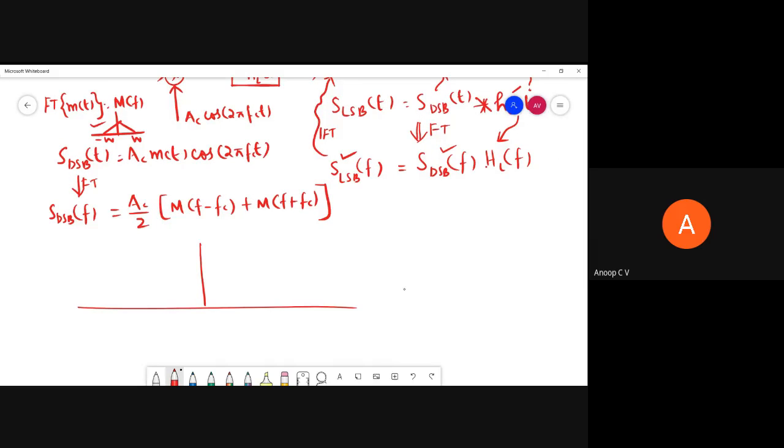So M of f minus fc will be what? This is M of f shifted right by an amount fc. Even after we discussed these aspects in the first session, some students are still having doubts. How do I know this M of f minus fc is shifting right? How do I know this M of f plus fc is shifting left?